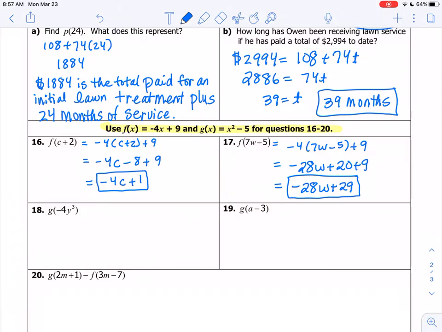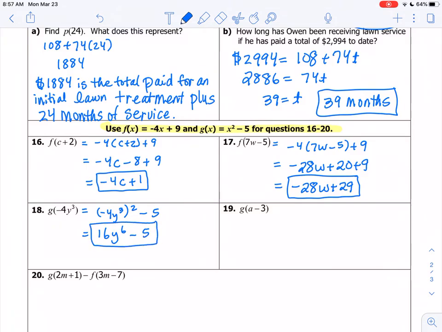On number 18, g of negative 4y cubed. So we're using the other function now, the one that has g. So that's negative 4y cubed squared minus 5. So remember, when you're squaring that, you're squaring the negative 4 and the y cubed. So you get 16y to the 6 minus 5.